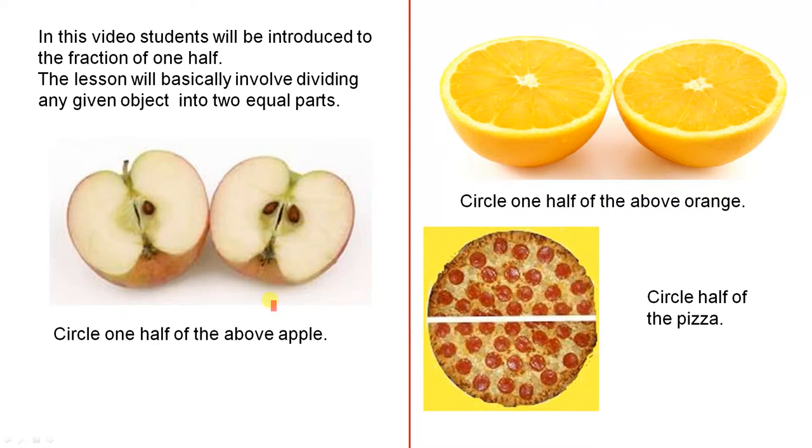We've got a number of examples here. Circle 1/2 of the above apple. So you explain to students what's going on here, and then I'm sure they'll be able to circle 1/2. Circle 1/2 of the above orange. Circle half of the pizza.